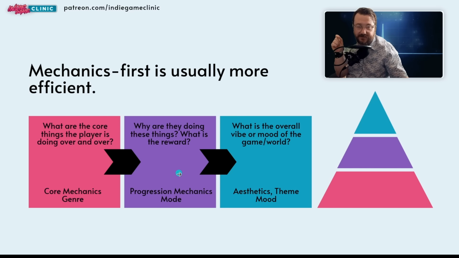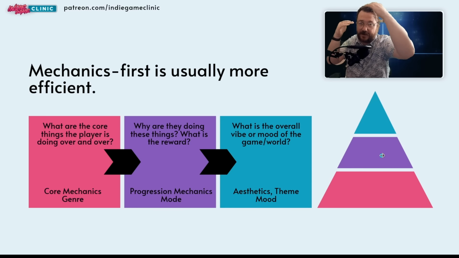So in this case, I would put Souls-like and Metroidvania in the purple category. They're in the middle. They define why players are doing things, what the rewards are, what the longer term goals of the game are. If the Souls-like Metroidvania stuff doesn't work, then you don't care if it looks pretty. And if the core mechanics, that 30 seconds of fun of jumping around and fighting, doesn't work, then you don't care that it's a Souls-like or a Metroidvania. These things stack on top of each other.